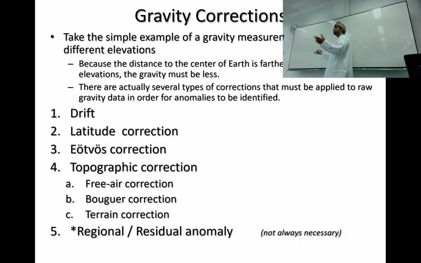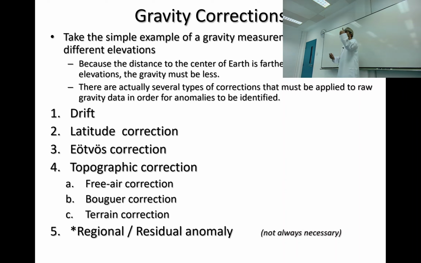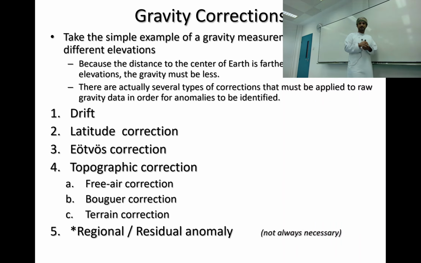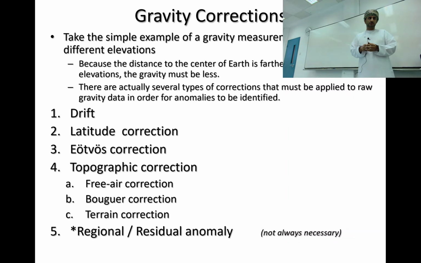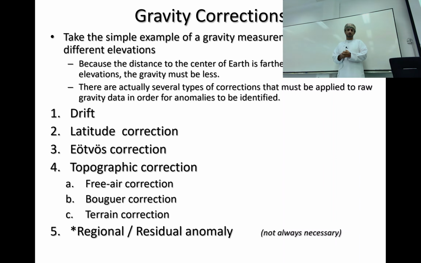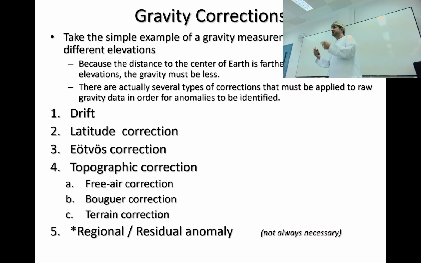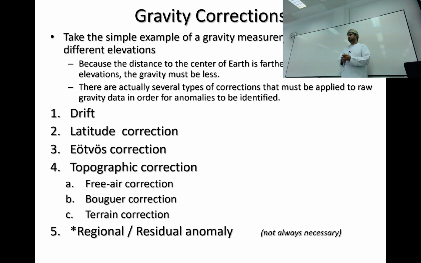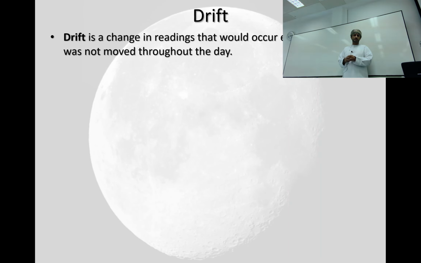So we need to record the data itself and additional information, which is the coordinates, x, y. Whenever I talk about coordinates, I'm referring to three different pieces of information: x, y, and z. Those corrections come under topographic corrections. They are categorized as free-air correction, Bouguer correction, and terrain correction. The final correction, which is not necessary, we call the residual correction. So let's go along them one by one.